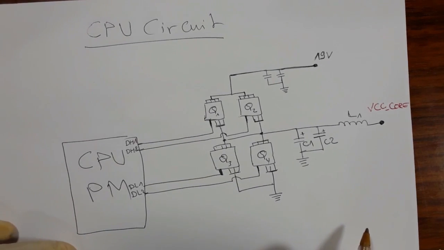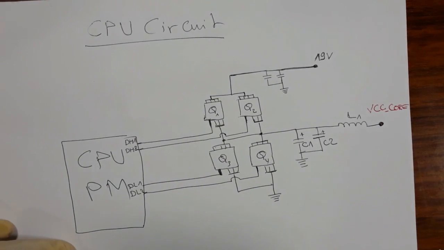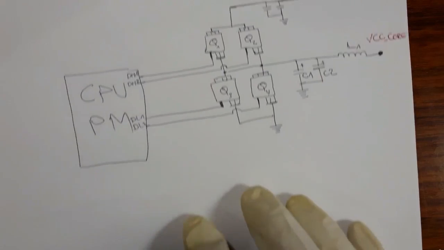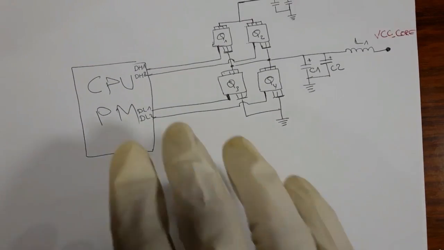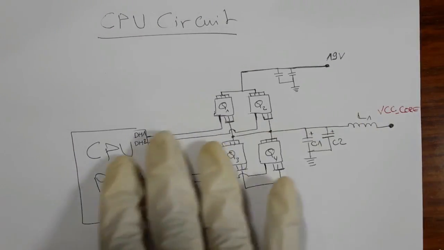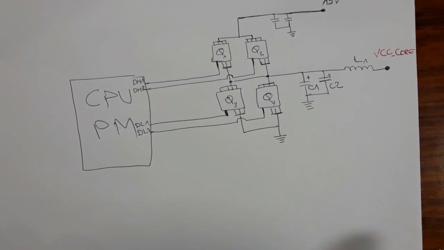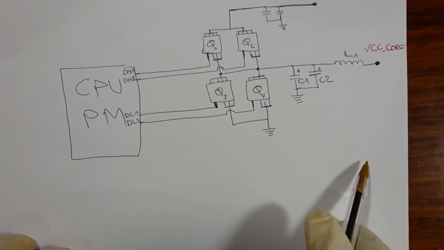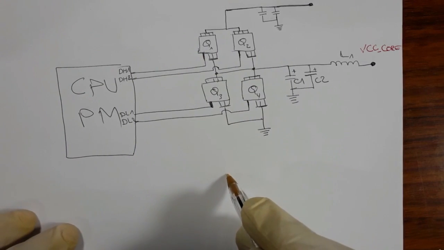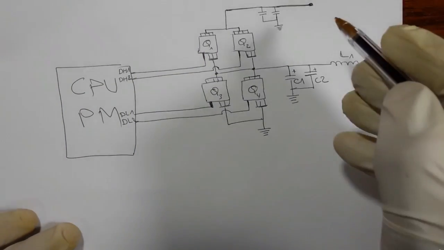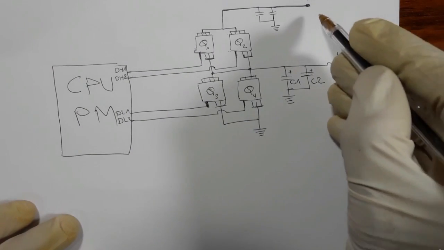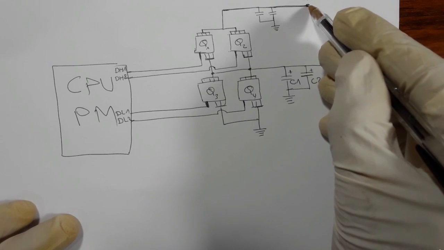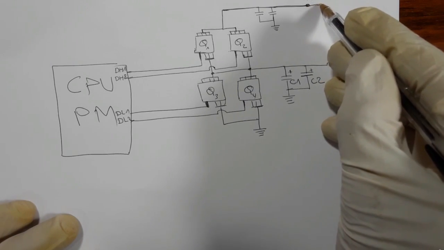The VCC core is the main power for the CPU. Okay, so the same, this is just the first channel. Okay, this is the first channel. We have here another channel exactly like this channel here. Okay, so we have here, as you can see, also we have here also, so we should have here 19 volts.